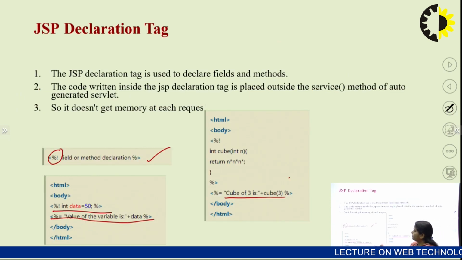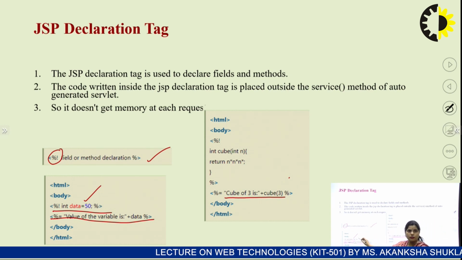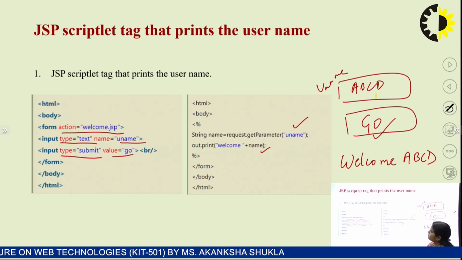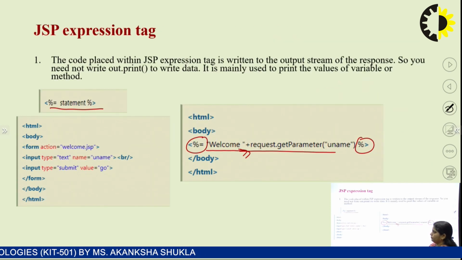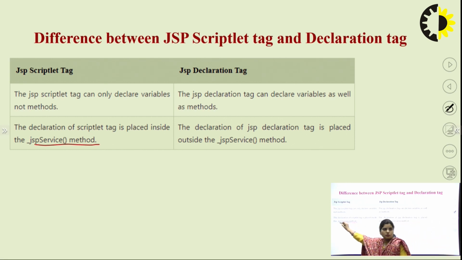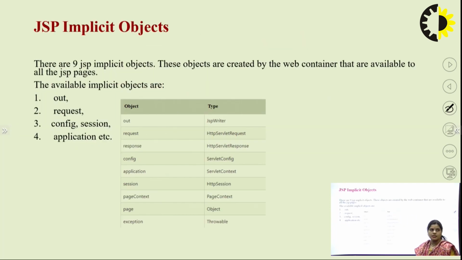Here we can see that with the use of the declaration tag, we are going to declare the fields and also the methods. But in the scriptlet tag, we can only declare variables, not methods. The declaration of the scriptlet tag is placed inside the service method, and as I already said, the JSP declaration tag is placed outside the service method. So these are the two basic differences between the scriptlet and declaration tag.